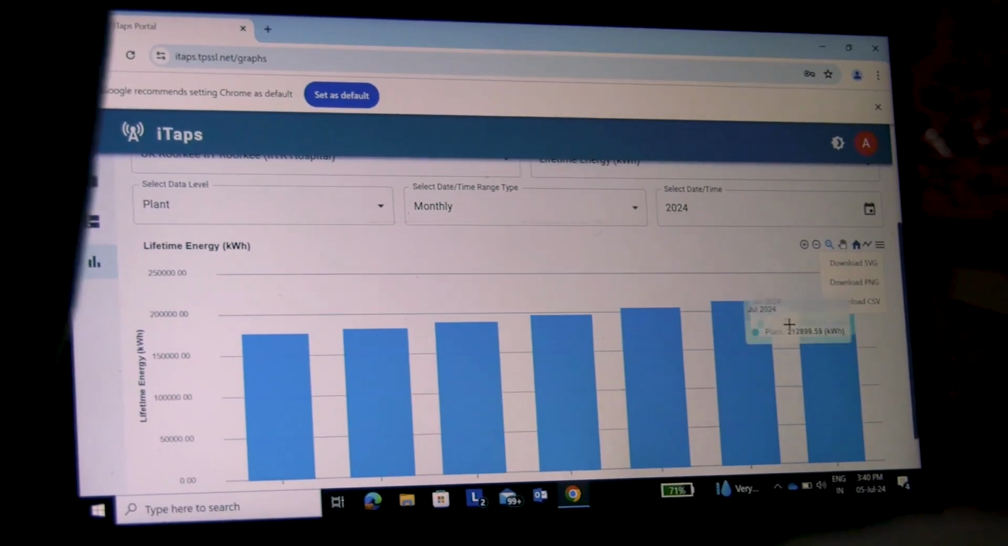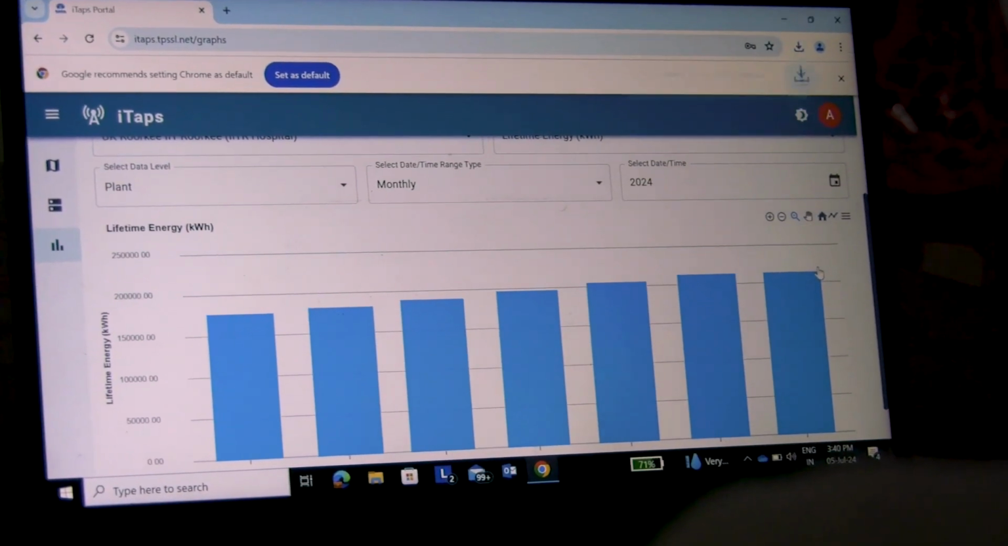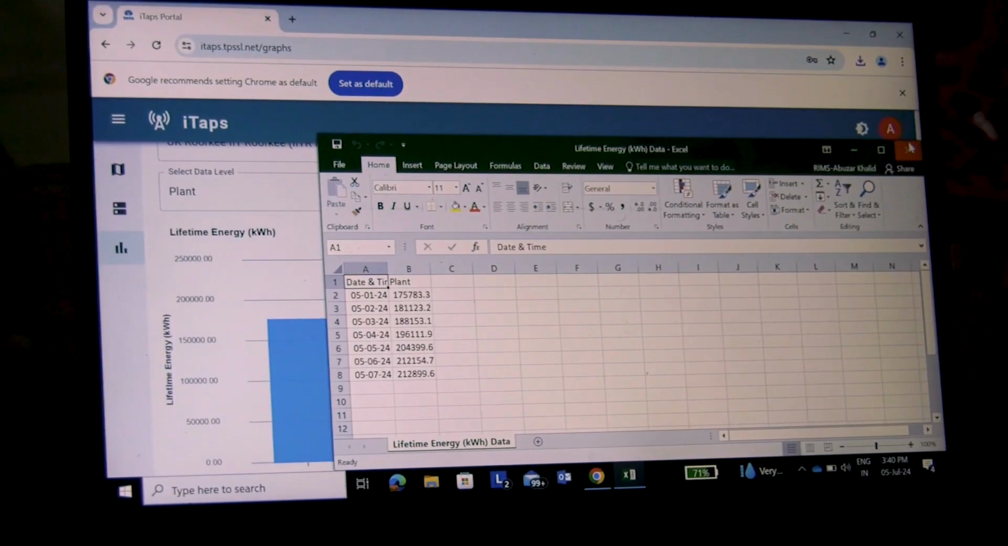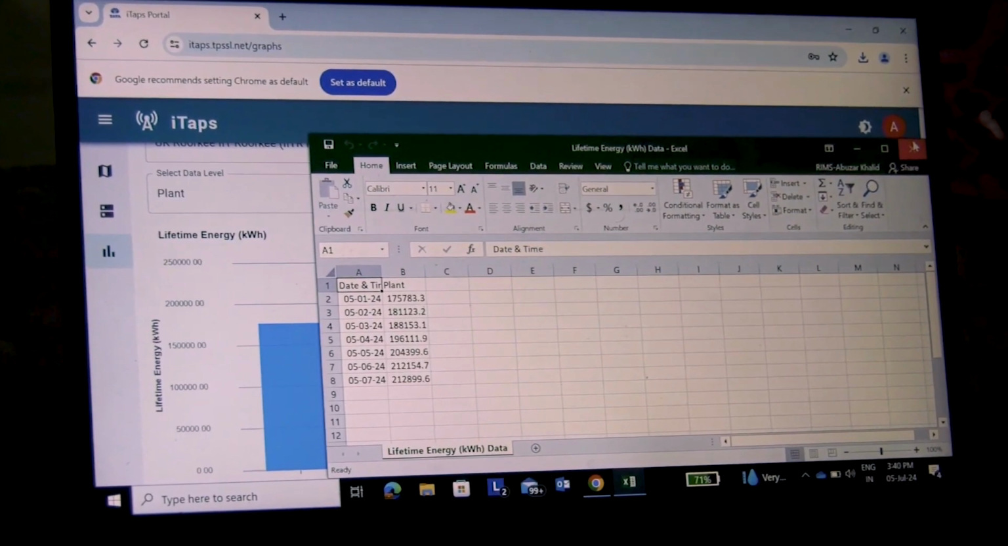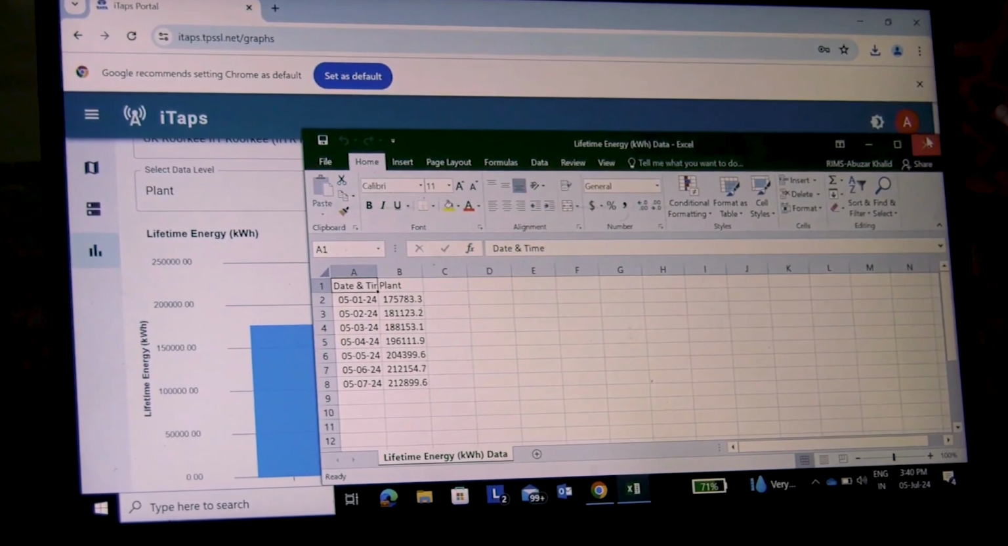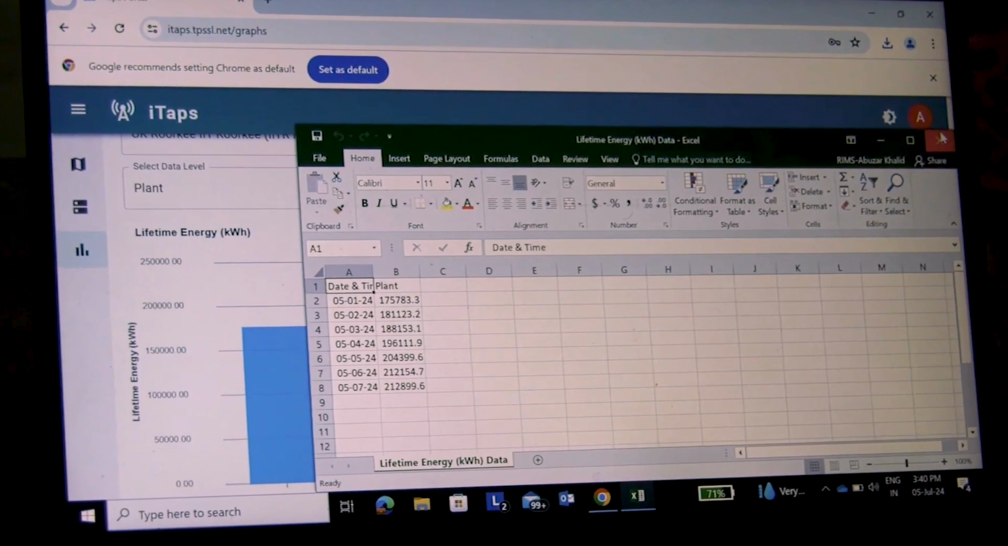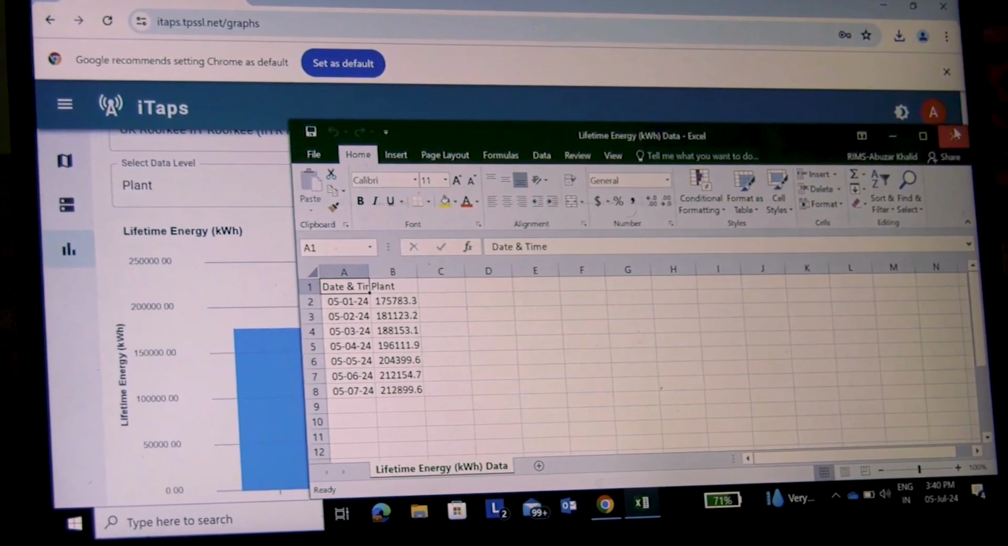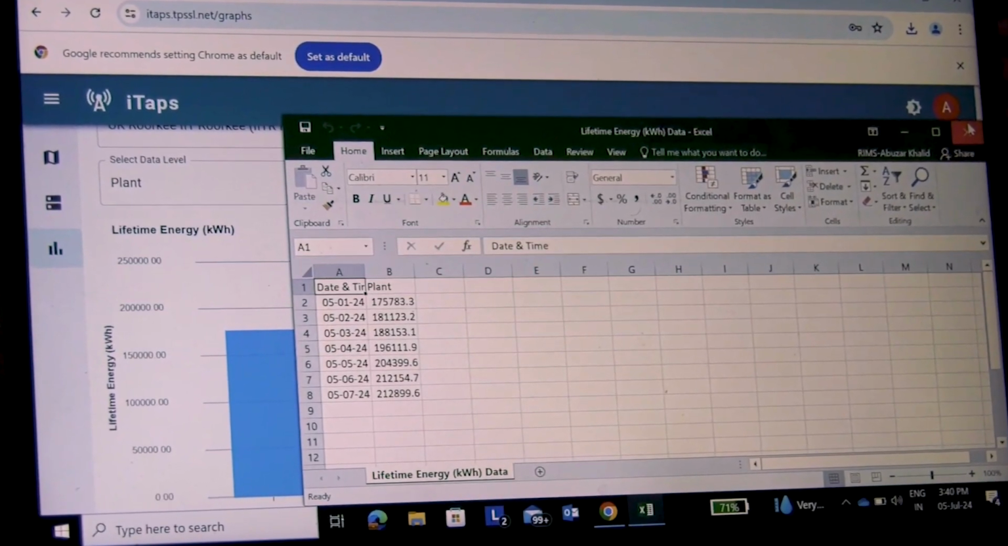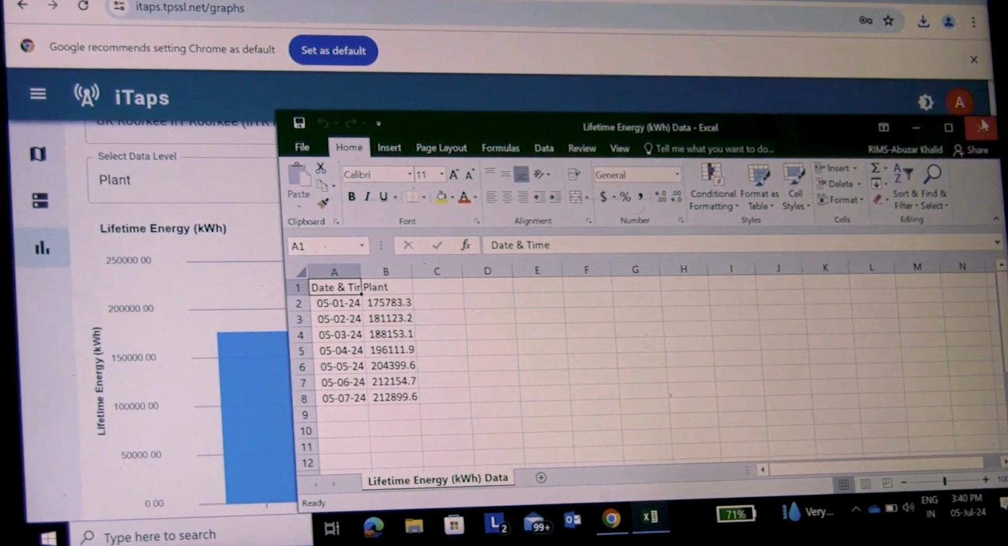We can also directly download this data for future analysis and research. Upon opening the Excel file, we see the month-wise energy output for this year, offering valuable insight into the seasonal variations and overall efficiency of the solar PV installation of IIT Roorkee campus.